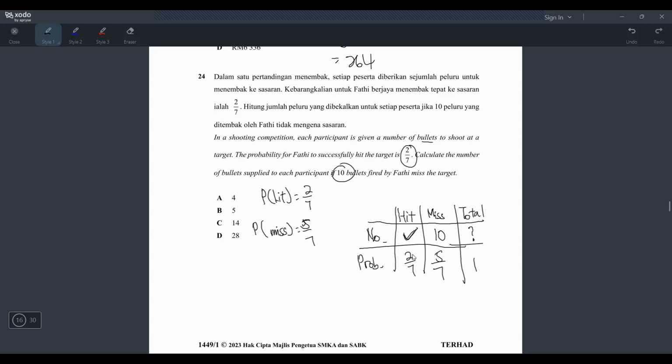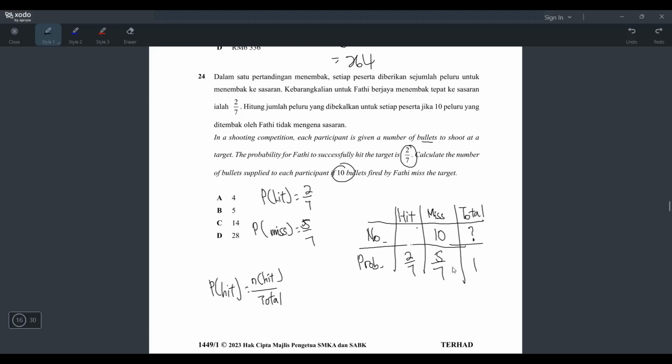Okay, sorry. How can I get probability of hit? How do I get the 2/7? How do I get my probability of hit? Mestilah saya ambil number of hit divide total. Agree? Because the formula for probability memang macam tu. To get the probability of hit, saya akan ambil nilai ni bahagi nilai ni, right? The hit punya nilai bahagi total.